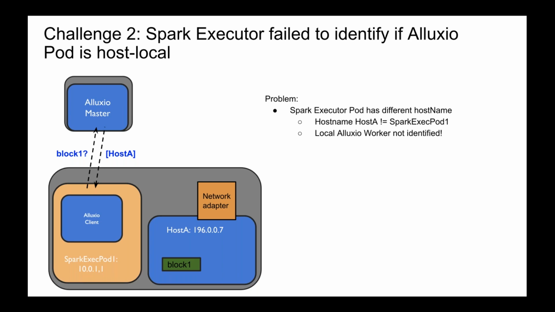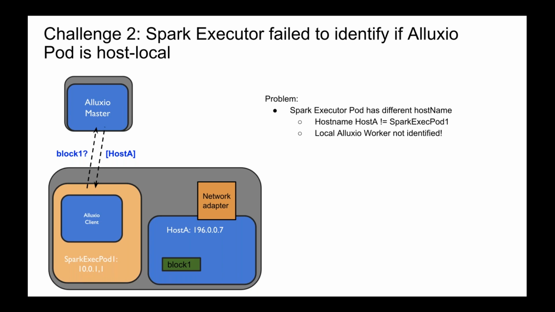And when Alluxio client asks Alluxio masters for where is my block 1, Alluxio master, of course, gives it a list which has a single element of host A. Alluxio client will compare this host A to its own host name and see, hey, host name host A is not equal to Spark executor pod 1. And I don't think this is local, so I don't think I will talk to it as the local worker. So there's no data locality.